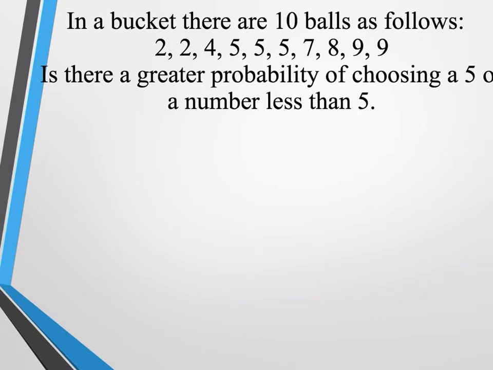Last problem here. In a bucket, there are 10 balls as follows: 2, 2, 4, 5, 5, 5, 7, 8, 9, 9. Is there a greater probability of choosing a 5 or a number less than 5? Well, let's find the probability of choosing a 5. There are 3 5s, and 10 different balls.